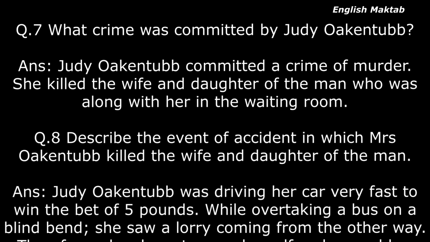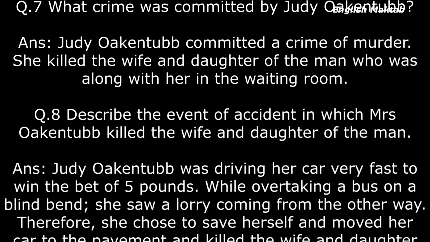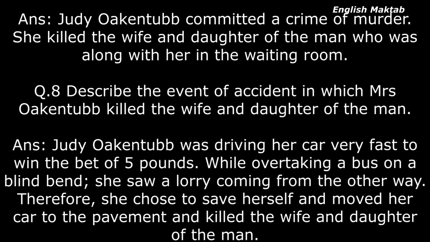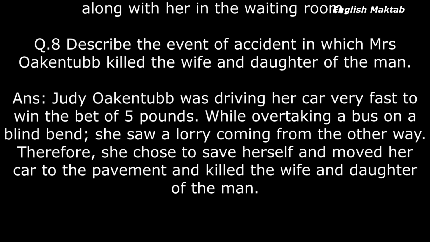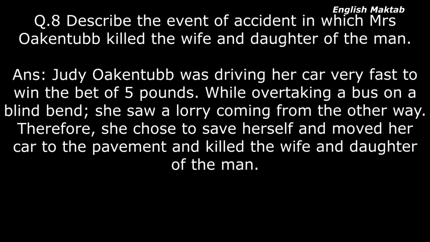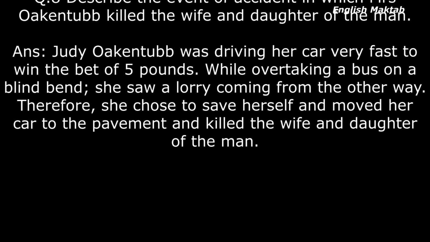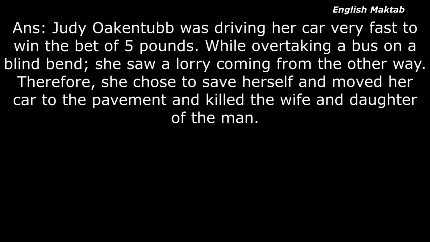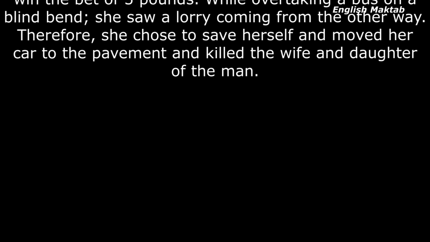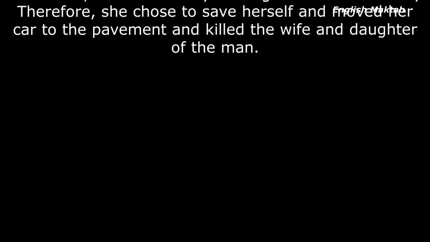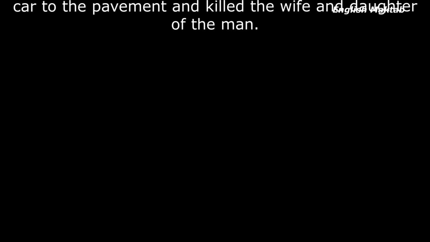Q8. Describe the event of the accident in which Mrs. Oakentubb killed the wife and daughter of the man. Ans. Judy Oakentubb was driving her car very fast to win a bet of £5. While overtaking a bus on a blind bend, she saw a lorry coming from the other way. Therefore, she chose to save herself and moved her car to the pavement and killed the wife and daughter of the man.